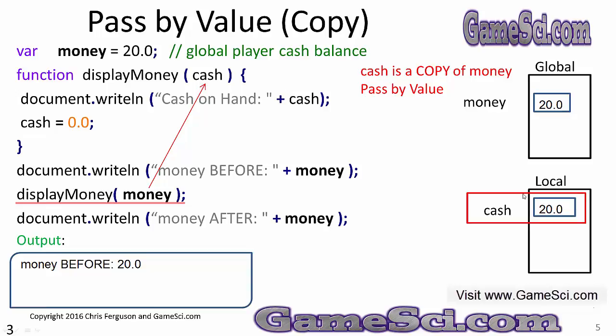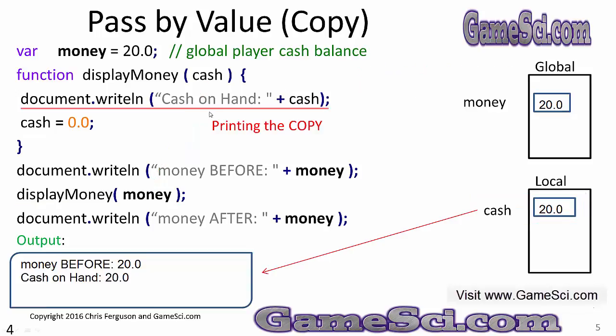Since cash is a copy, it will have the same value as money at the start of this method, and our cash on hand will print it out. The 20.0 in the copy gets sent to the output of the screen, and it says cash is 20. If money was 20, cash is 20.